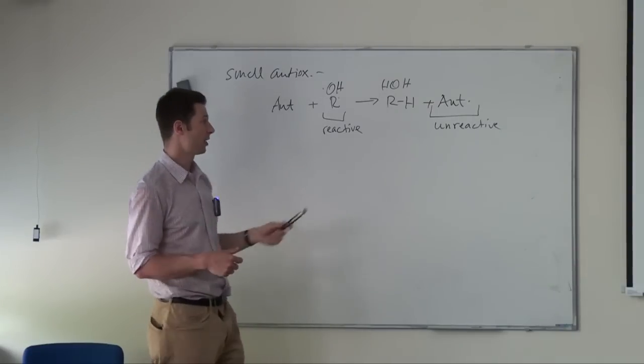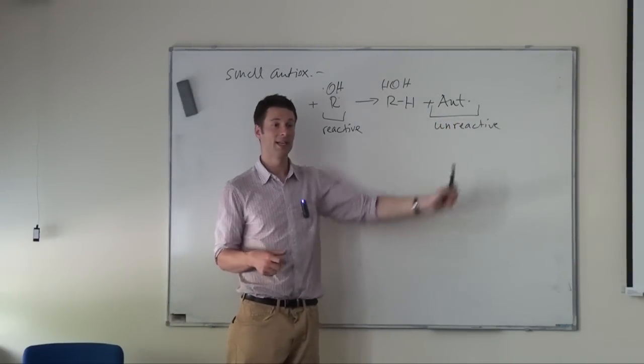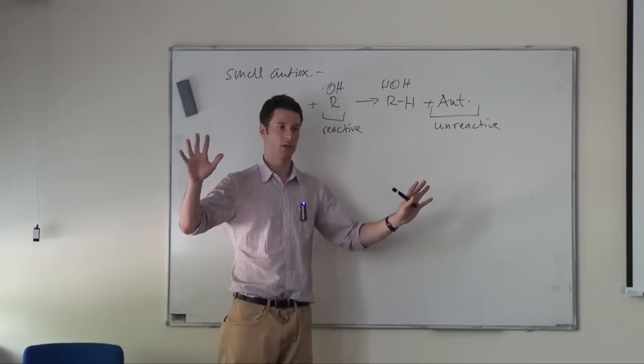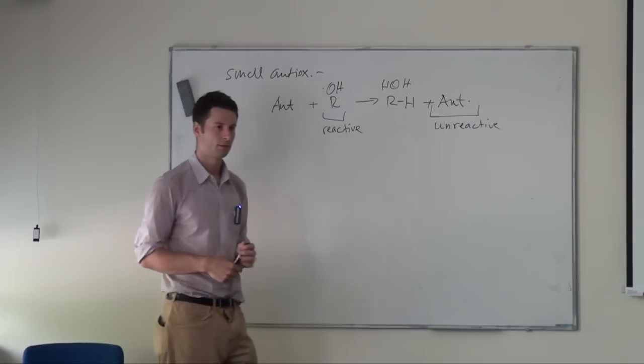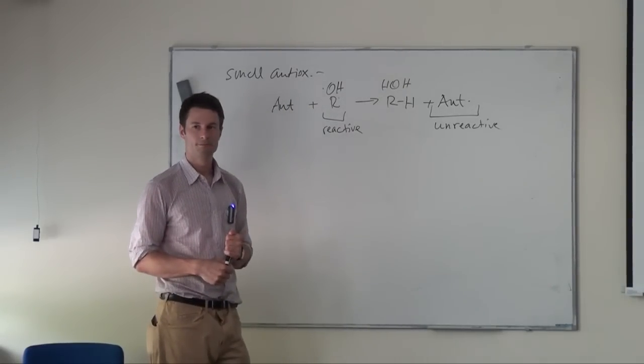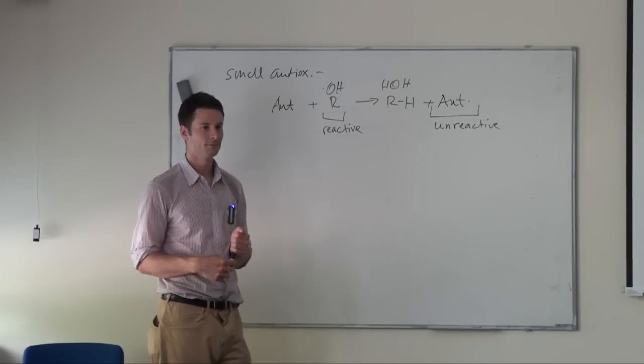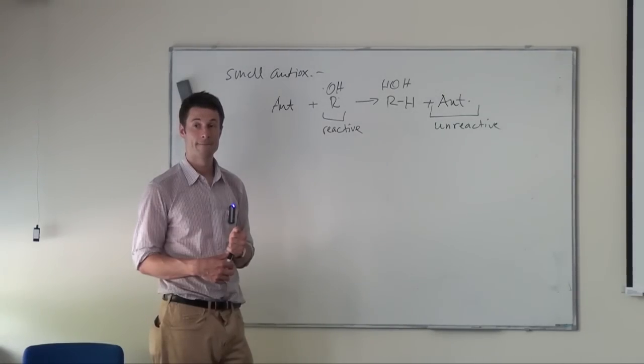Now, the obvious question is, how come the antioxidant radicals are so poorly reactive? In general, it's because the unpaired electron is delocalized in the molecule. What does it mean, delocalized? Doesn't have a specific location. Yeah, that's true. It doesn't have a specific location. But what does it mean in chemistry?